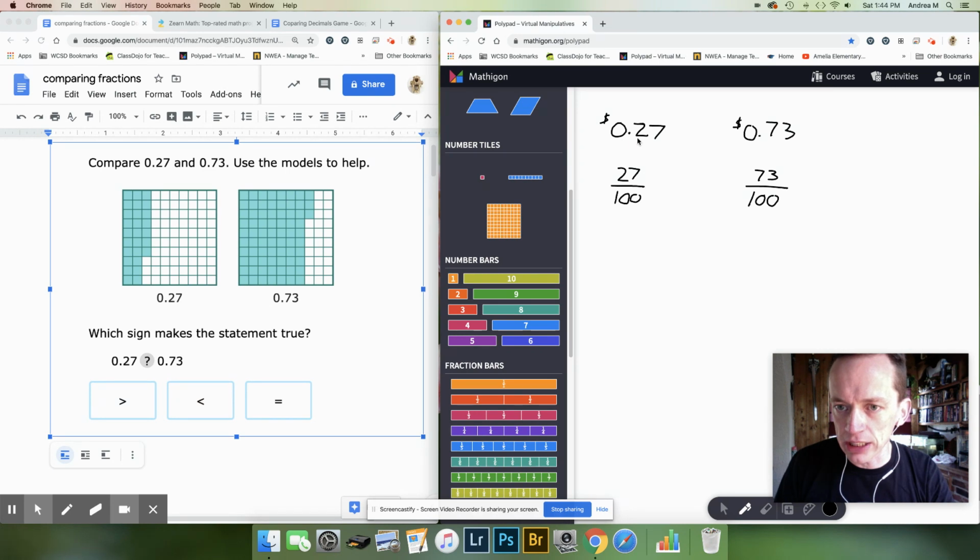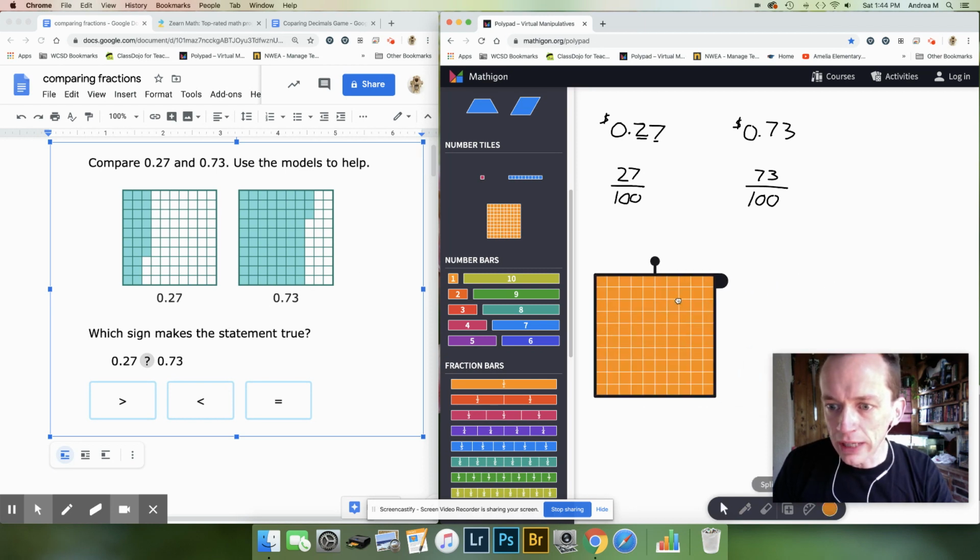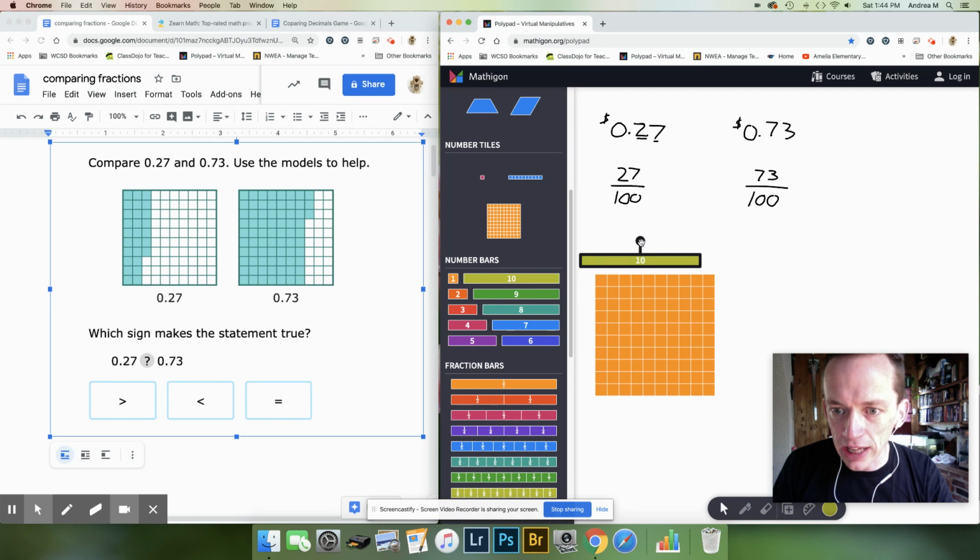So I can take a look at that as I have 2 full rows of tenths, and I have 7 hundredths, 7 individual pieces. So remember, we have this model, and when I'm saying tenths, I'm thinking about how many full rows of those tens do I have. And when I say hundredths, I'm thinking about how many of those individual hundredths do I have. Tenths, hundredths, right? 2 tenths, 7 hundredths versus 7 tenths, 3 hundredths.